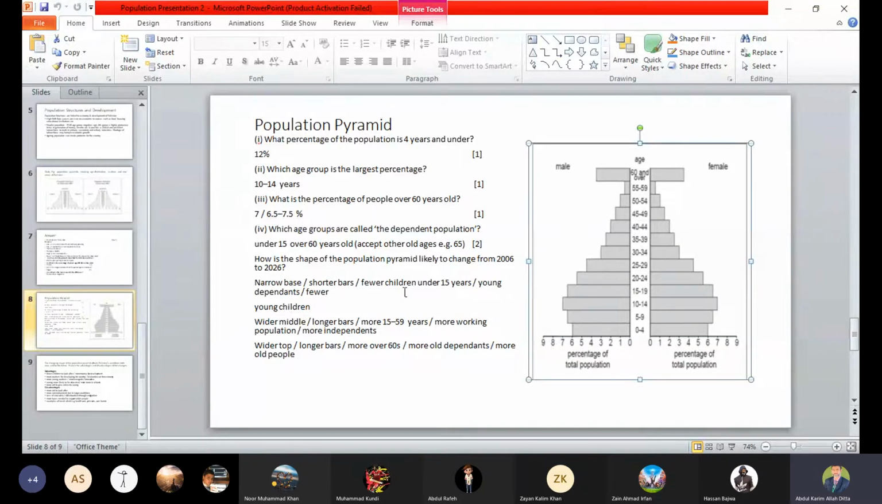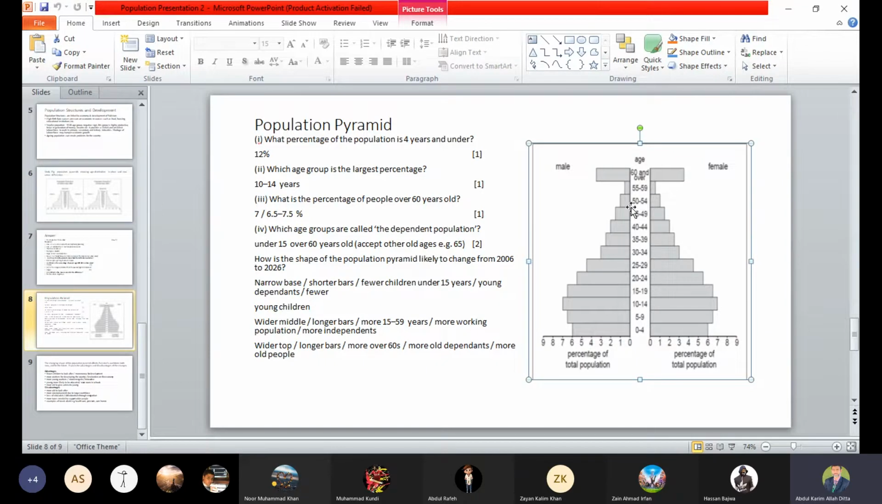Then which age groups are called the dependent population, beta? Sir, under 15 and over 60, because they have to depend on the country's resources. That's why we call them the dependent population. Because under 15, children don't work, and over 60, older people don't work. So they depend on the country's resources.